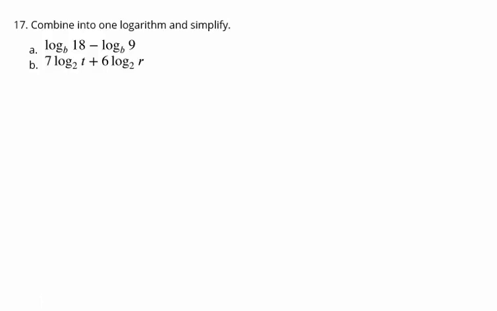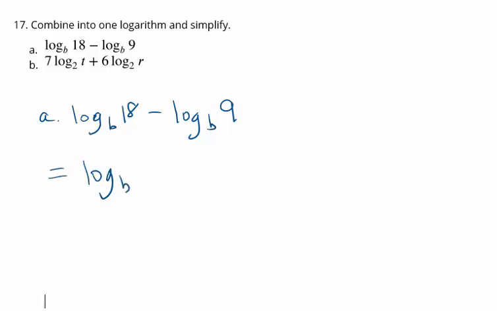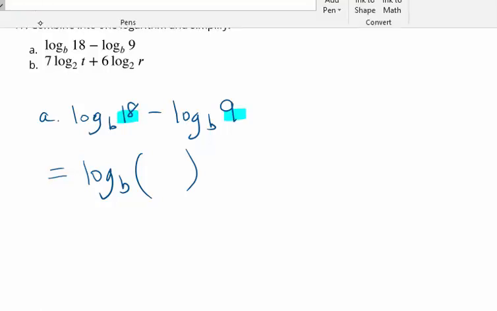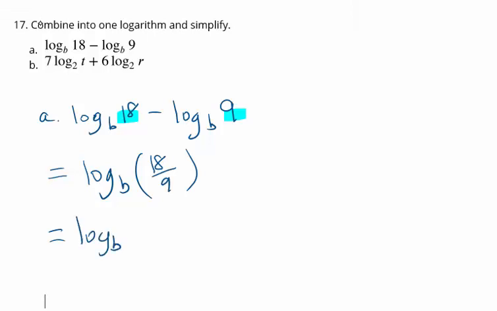Okay, and let's take a look at one more. This is number 17. So we want to combine into one logarithm and simplify. Okay, so the first one, part A, we have log base b of 18 minus log base b of 9. So we're going to use the quotient rule, which says we can combine these logarithms into one by dividing the arguments. So we're going to divide the 18 by the 9. Okay, and then simplify. So log base b of 2.